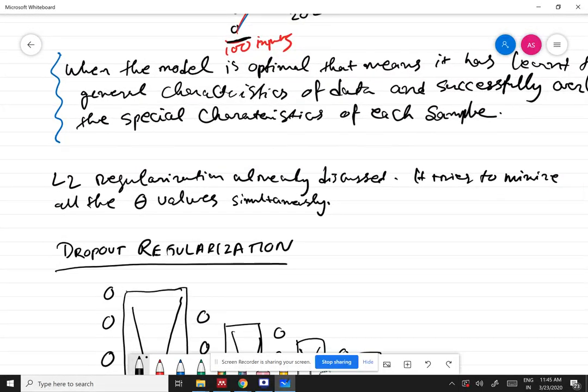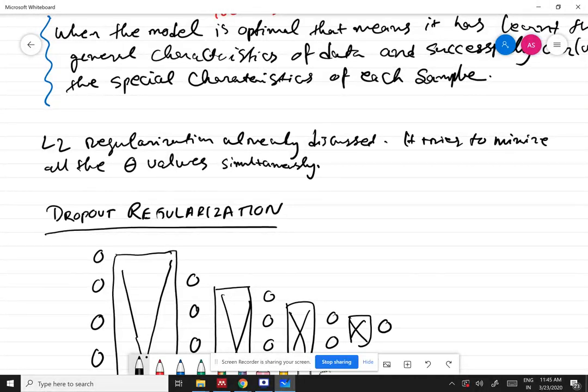So L2 regularization we have already discussed. It tries to minimize all the theta values simultaneously. I have already discussed during the regularization discussion of logistic regression why reducing the overall theta values for all the pathways, all the neural pathways, all the inputs, helps to generalize the model. So I'll not discuss it again.